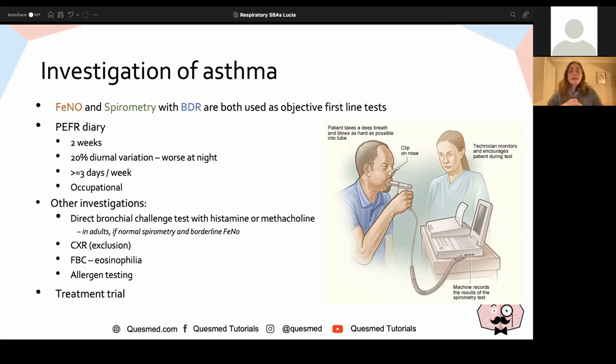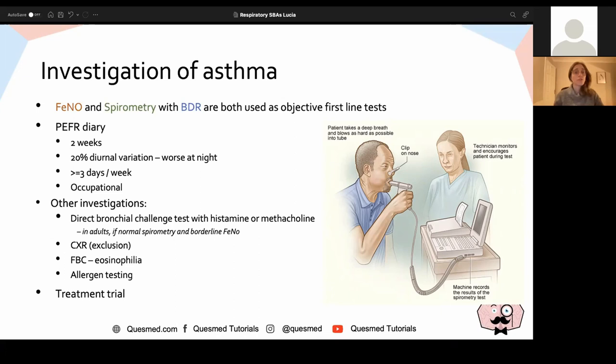So we're talking about objective first line tests. The top ones we'll be using are FeNO, like I mentioned, and spirometry will be the next one. And you'll do spirometry with bronchodilator reversibility, BDR, which means you'll be giving patients salbutamol and checking whether the lung volumes are changing in response to salbutamol.